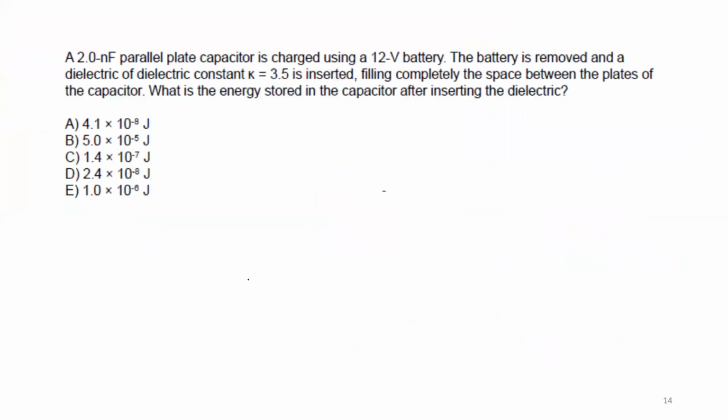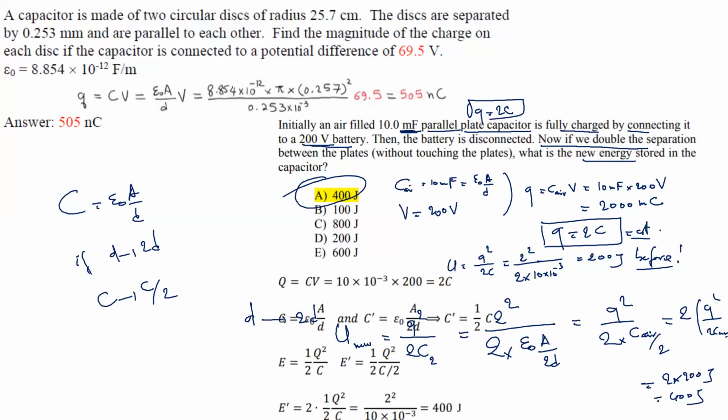Next problem. So be careful here, okay? The charge is conserved. Okay. That's why I'm saying without touching the plate. Okay. I fully charge my capacitor, and that charge is constant. Okay. Good. The voltage, I will come back to the voltage after. Okay. So this is why I'm using Q squared over 2C, not half CV squared.